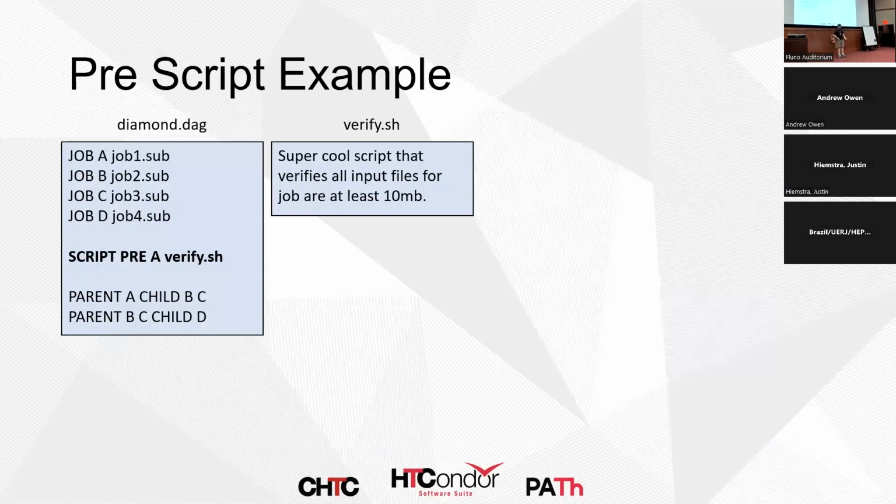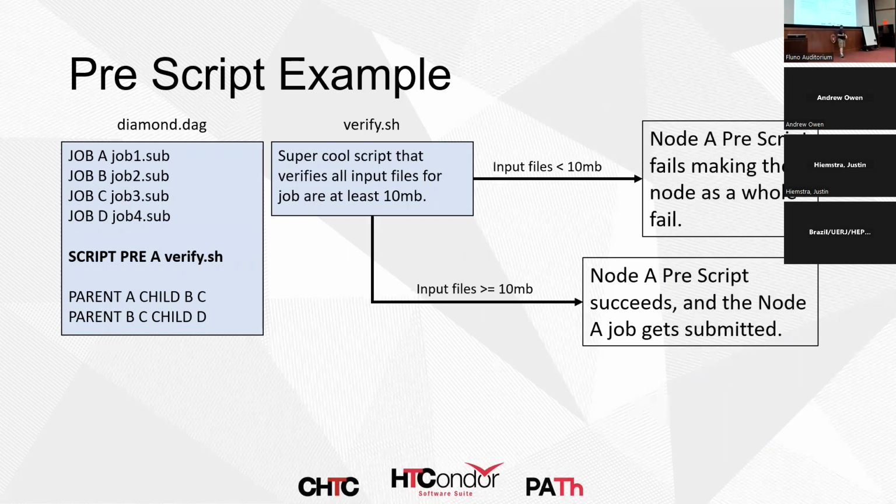So for pre-scripts, maybe you just want to verify all of your inputs are a certain size because you expect all of your inputs to be at least 10 megabytes. So in this case, we got our script that runs before job A. If one of our input files is less than 10 megabytes, we failed. We expected at least 10 megabytes of data. No point in carrying on. But if everything's A-okay, pre-script completes, the node job gets submitted and we carry on with our life.